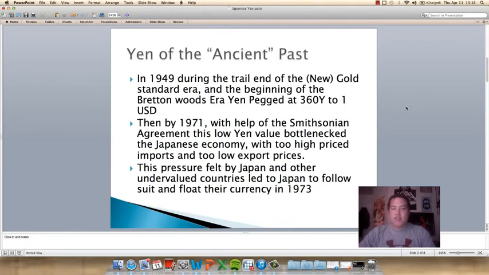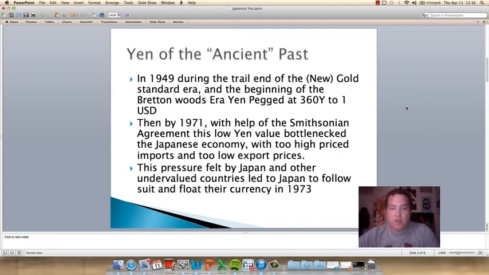In 1949, during the trail end of the New Gold Standard era and the beginning of the Bretton Woods era, the yen was pegged at 360 yen to 1 USD. This was led by support of the U.S. to boost the economic situation of Japan after the interwar period. This decision was ultimately made at the Bretton Woods Conference held in New Hampshire in July 1944, with the actions of the conference not taking place until December 1948, hence the peg starting technically in 1949.